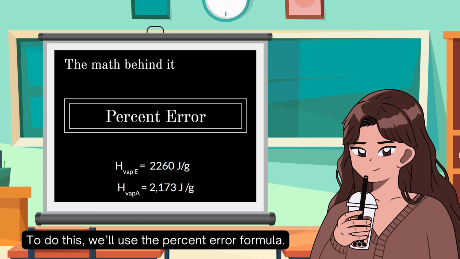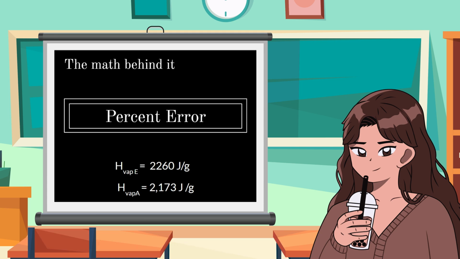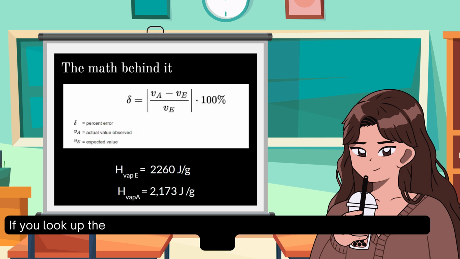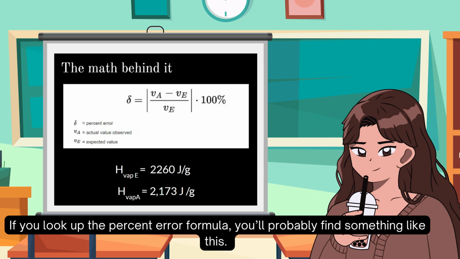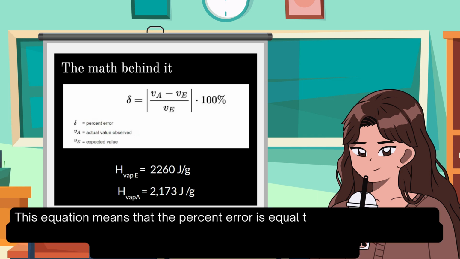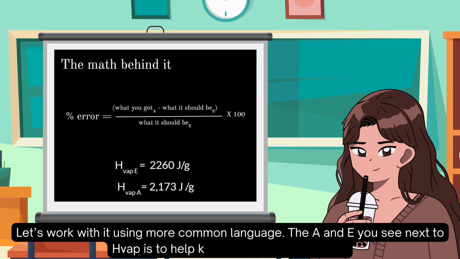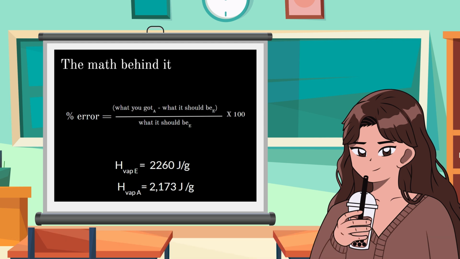To do this, we will use the percent error formula. Percent error is the difference between the actual value you observed and the expected value based on reference. If you look up the percent error formula, you'll probably find something like this. This equation means that the percent error is equal to the absolute value of the actual value you observed minus the expected accepted value divided by the expected accepted value, all multiplied by 100. Let's work with it using more common language. The A and E you see next to HVAP is to keep our values organized.